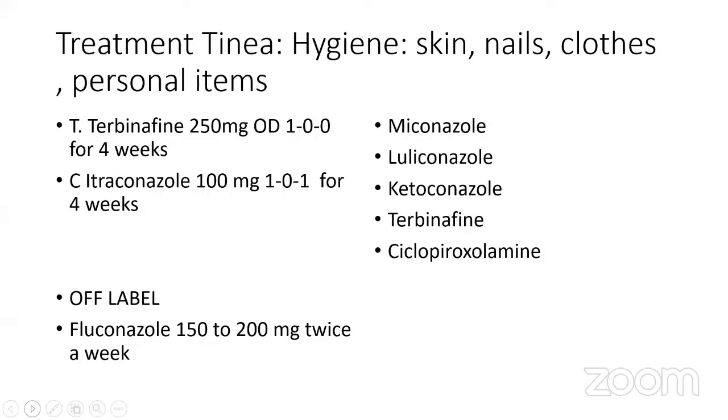Whenever we are asking them to apply the cream, we always tell them, because in tinea we know the activity is more in the periphery, we tell them to apply 1 centimeter around the lesion whenever they apply. And if not terbinafine, we can also give itraconazole 100 mg BD for 4 weeks. This is off-label, which is not there in any guidelines, but still many people do it. Fluconazole 150 mg to 200 mg twice a week, you give it for 4 weeks, along with a topical antifungal.